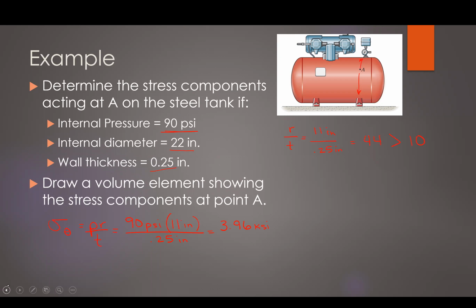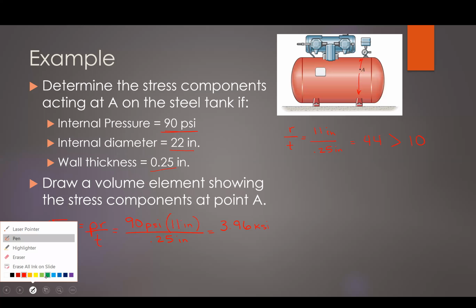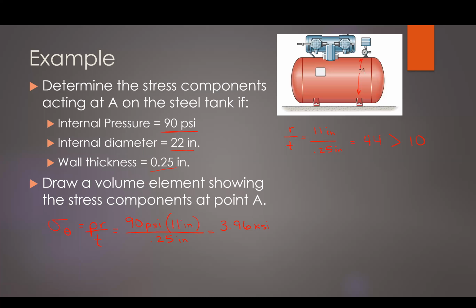Now the stress in the other direction, our longitudinal direction, we'll call sigma z. That is PR over 2T. That's 90 psi times 11 inches divided by 0.25 inches. Excuse me, PR over 2T. There we go. So that ends up being half of our hoop stress. So this is 1.98 KSI.